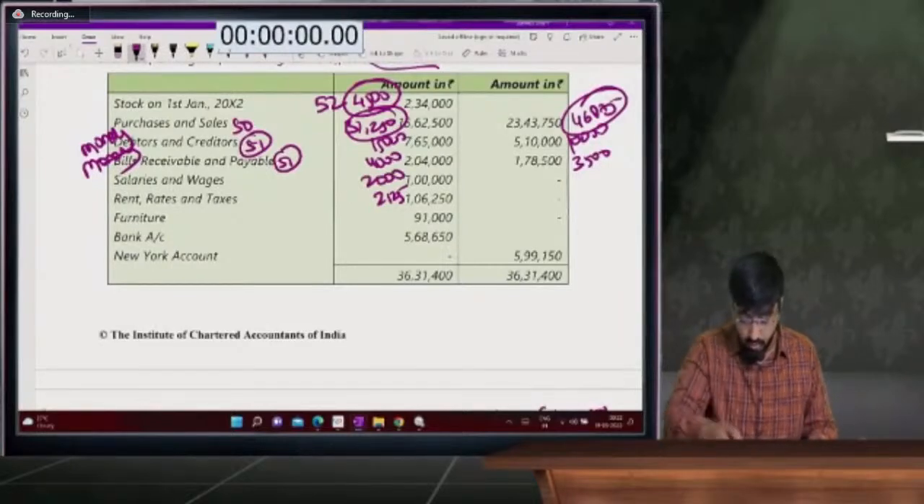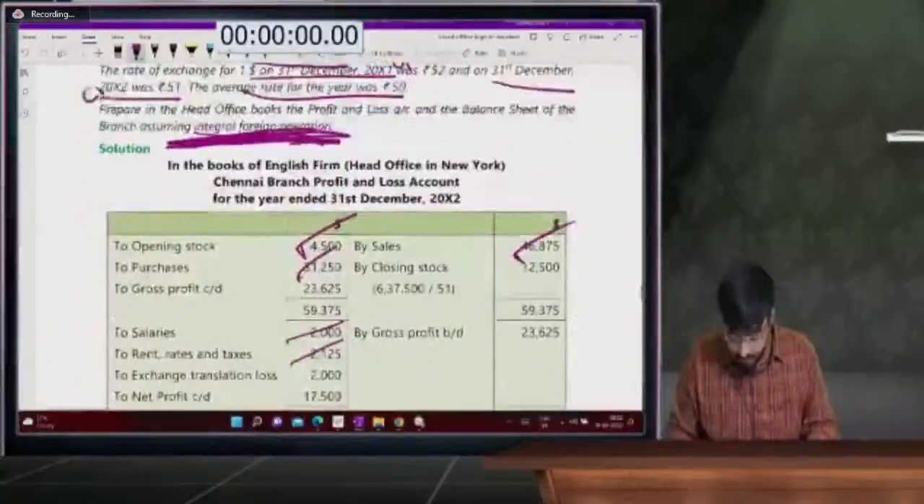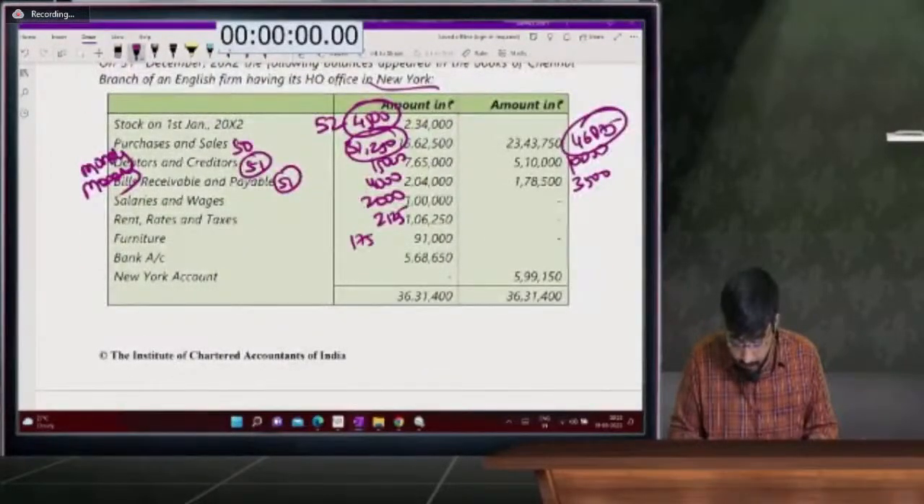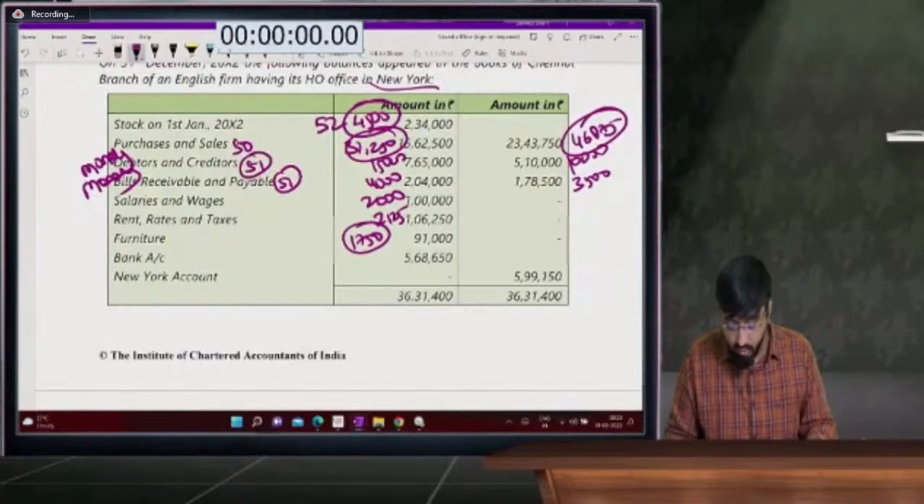Sorry, 2125 हो गया ना. हाँ, furniture balance is given. Furniture is given in the question only. 1750 it's given, so don't divide it. 1750 is given in the question only.